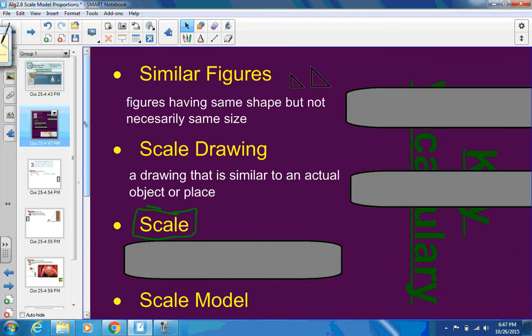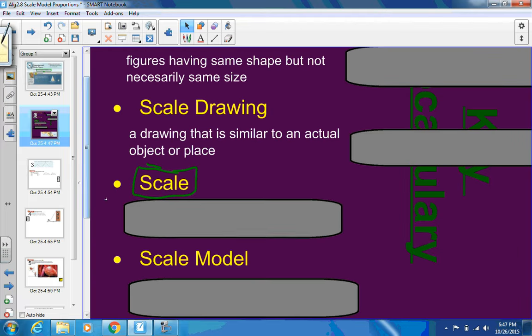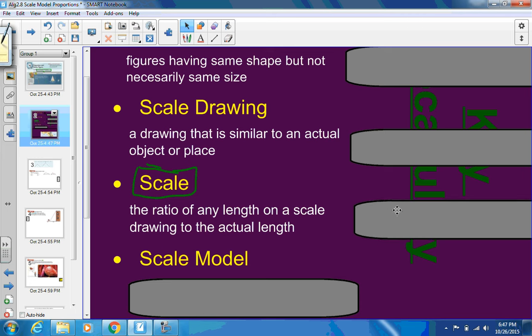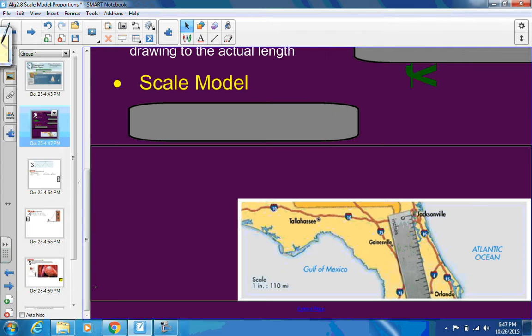scale. All right, now a scale is simply a ratio of any length on a scale drawing to the actual size. So if we look down here, the scale is 1 to 110 miles. So it's from the actual one, which would be 110 miles, to the one on the scale drawing, which would be 1 inch. So that's our comparison. 1 inch goes with 110 miles.